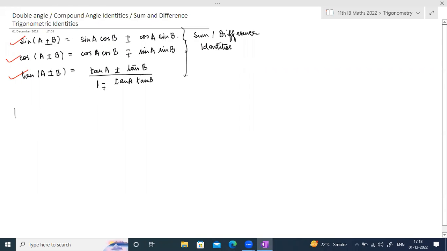So we are going to prove the first identity: sine A plus B is equal to sine A cos B plus cos A sine B.